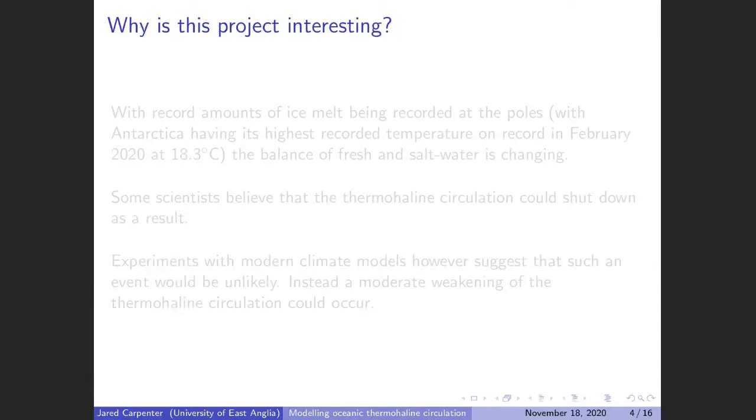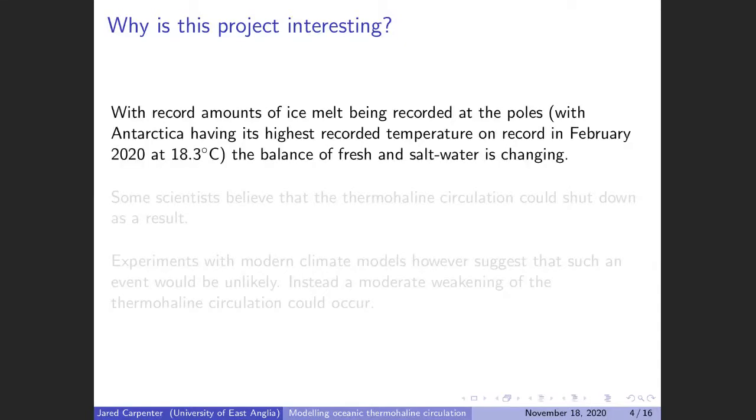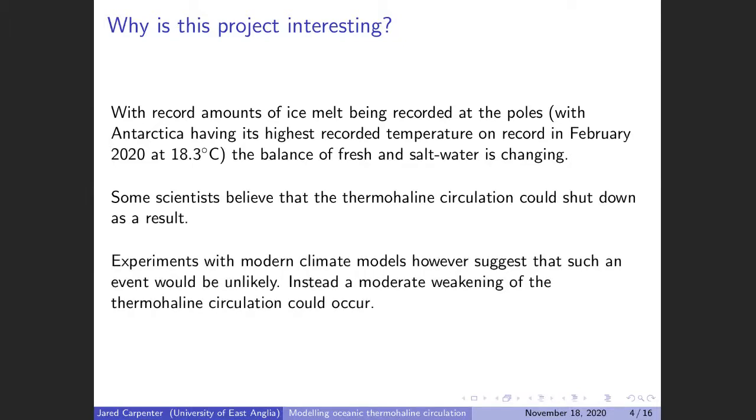So why is this project interesting? Well, with record amounts of ice melt being recorded at the poles, in fact, Antarctica had its warmest temperature this year, 18.3. Things are changing all the time though. This is back when I did it in March. And so that means there's a balance of fresh and salt water and it will change. And some scientists believe that the circulation could shut down as a result, but that's a bit extreme. If you do some experiments with modern climate models, it suggests that's unlikely and potentially a weakening would occur. And a weakening that could occur would not necessarily reduce the temperature drastically, but it might offset the effect of the warming caused by climate change.